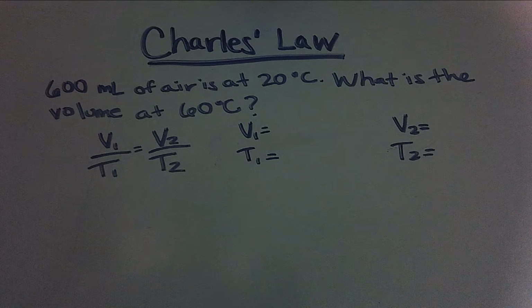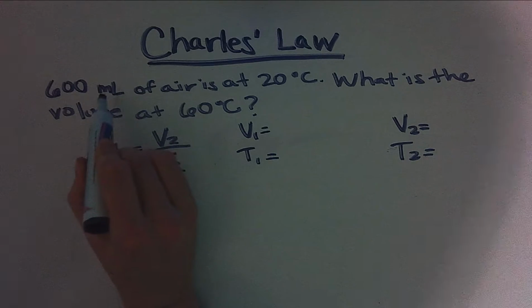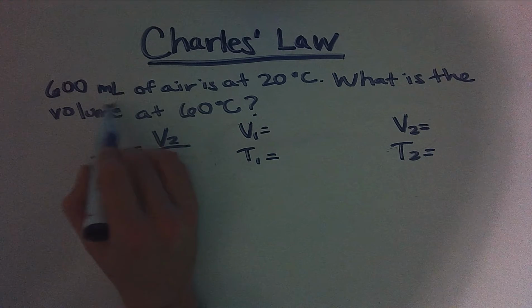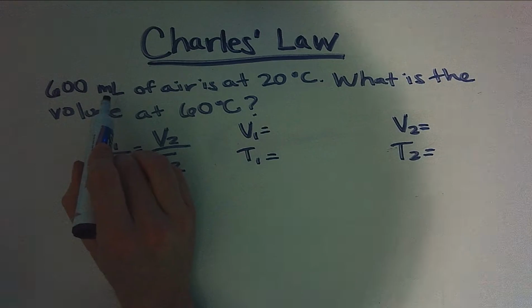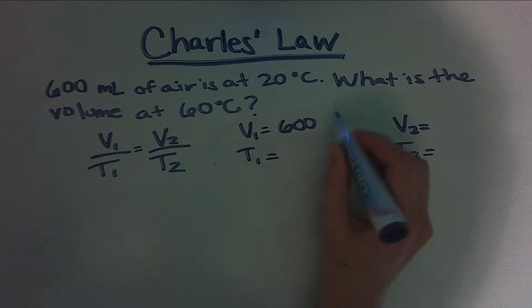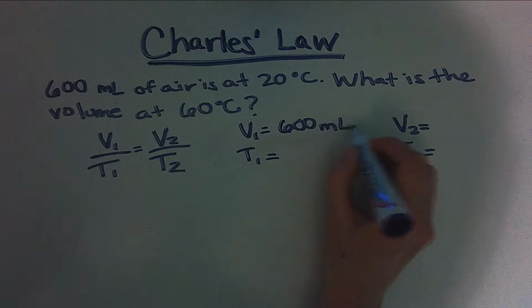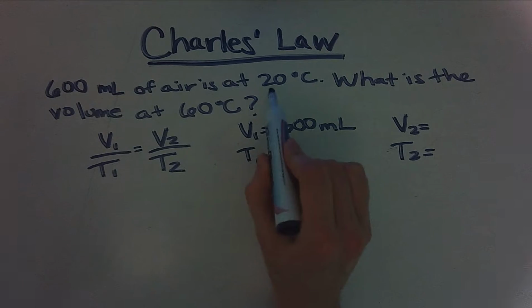Okay, so 600 milliliters of air. Milliliters is a unit for measuring volume. Doesn't matter that it's in milliliters. So I'm going to write this here. That's my first volume. All right. Is at 20 degrees Celsius.